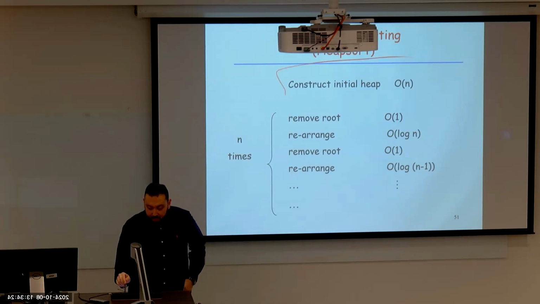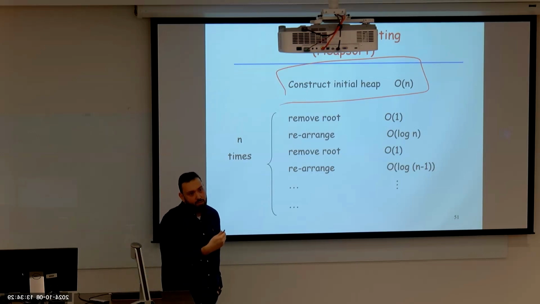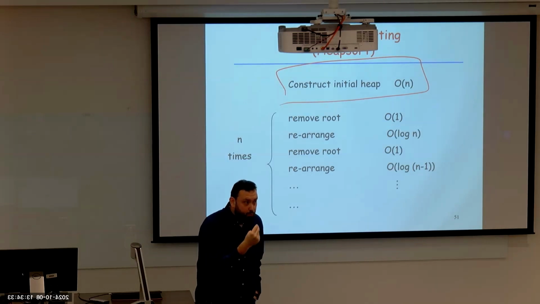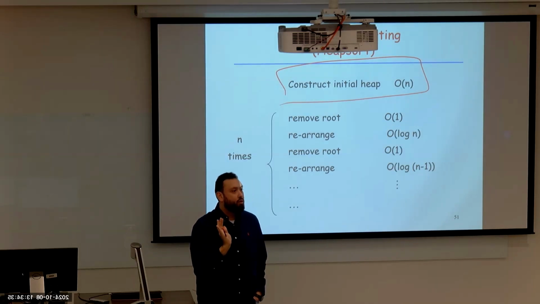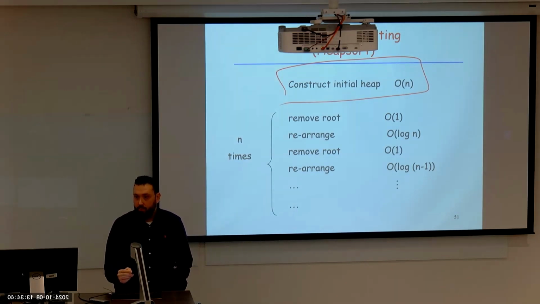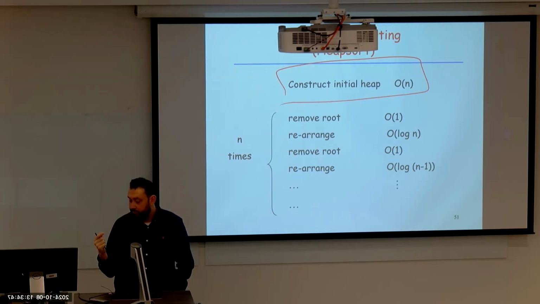The construction of the initial heap will take O of n. Why? Because I want the best efficiency, so I'm going to choose the bottom-up heap construction, which will cost me O of n. So that's my first cost. Now, what else? Each time I'm sorting, I need to call the remove, correct? It's going to cost me O of 1. Then I need to rearrange, and the rearrange is log of n.